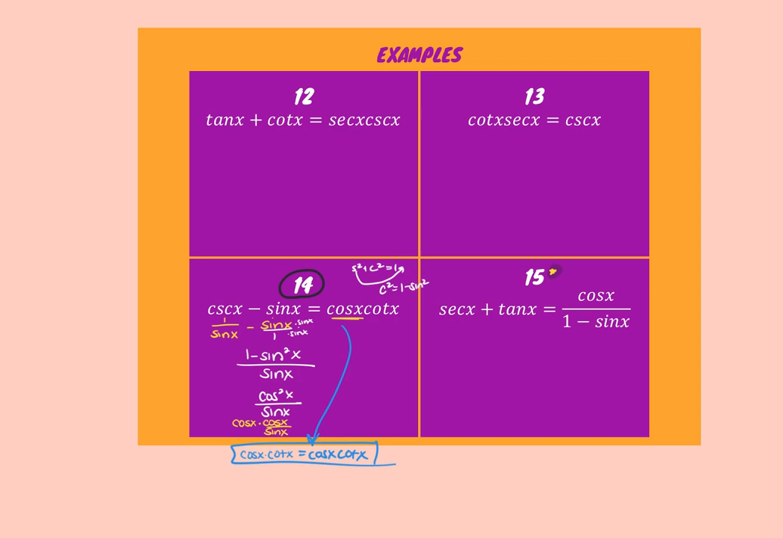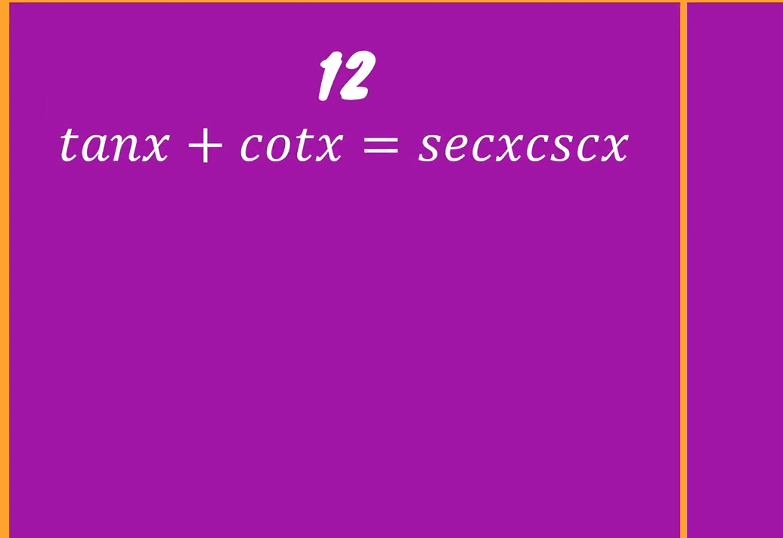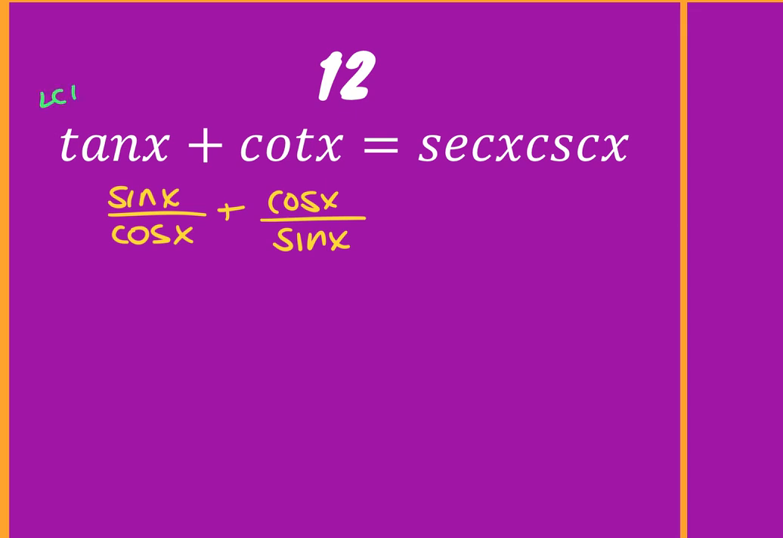Okay, going back to 12. The left side is your sum, the right side is just a product, so I'm going to work the left side here. I'm going to make this sine x over cosine x plus cosine x over sine x. And then if I want to make that one fraction, I have to find the least common denominator, which is going to be the product cosine x times sine x. So the left side is going to get multiplied by sine, and the right side is going to get multiplied by cosine.